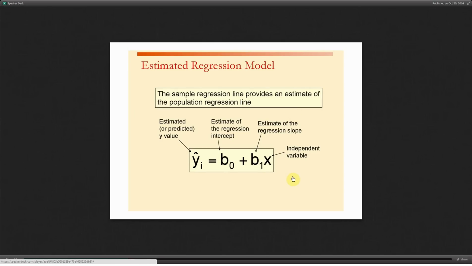Now that would be ideal for the population, but in general we don't know what the slope, the intercept, and the distribution of the errors are, so the best we can do is estimate them. And so when we estimate the slope, we will call that b1 instead of beta 1. So we'll come up with some estimate, and the estimate for the intercept would be b0.